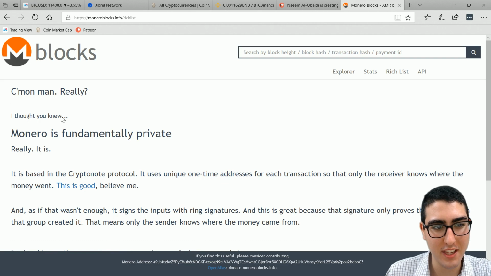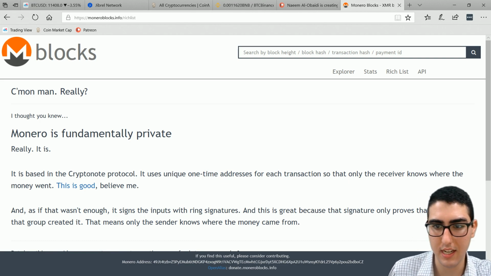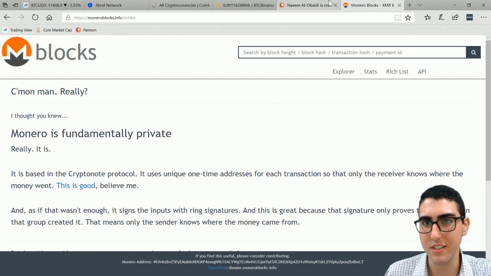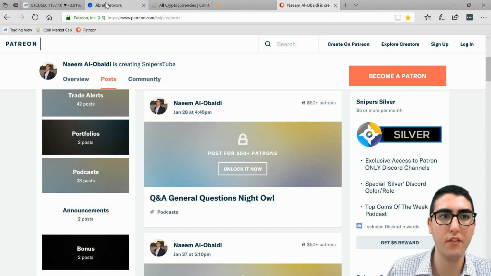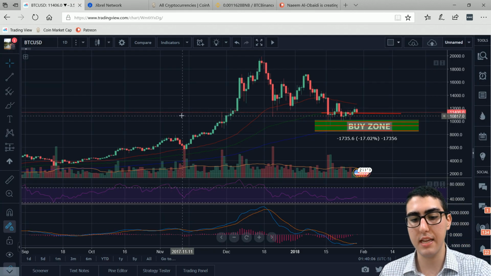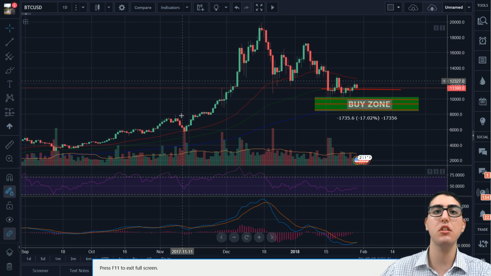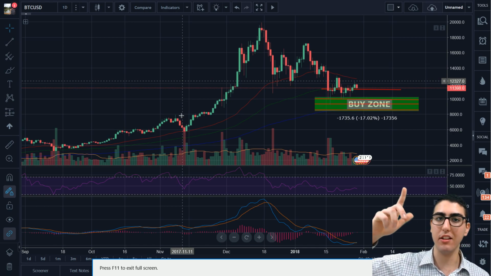So you can't do that with Monero. If you do Monero rich list, look what it does. It's actually kind of funny. I like how they did it. You click Monero rich list and then it says Monero is fundamentally private. I thought you knew. Come on, man. Really, it is. It is based on the CryptoNote protocol. It uses unique one-time addresses for each transaction so that only the receiver knows where the money went. This is good, believe me.